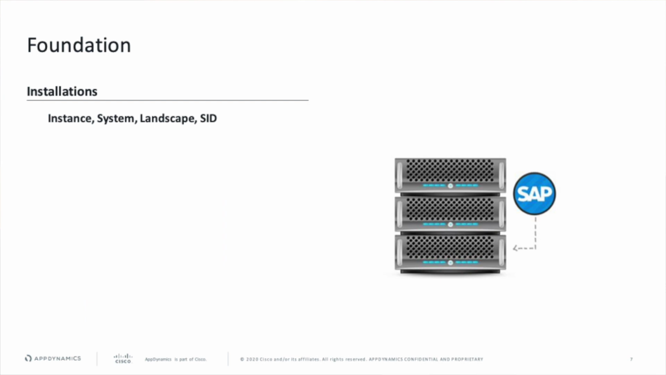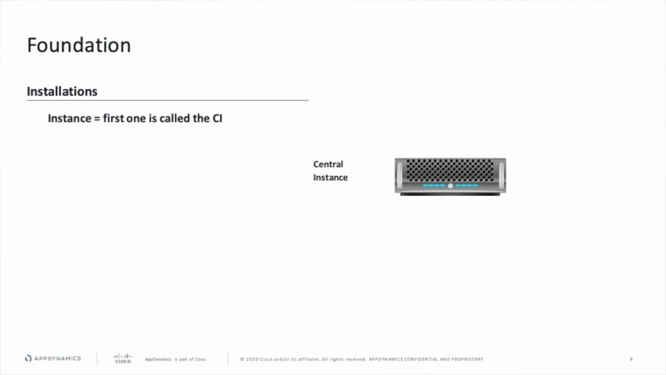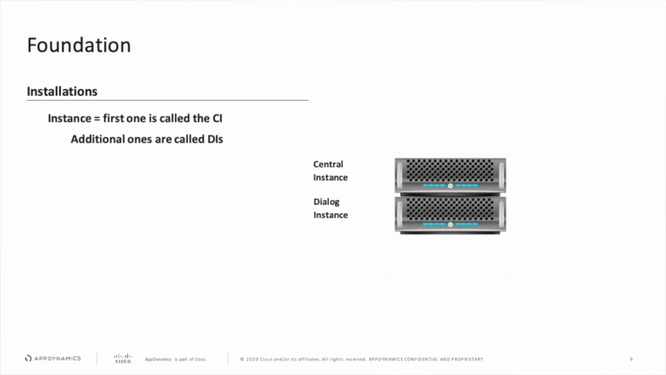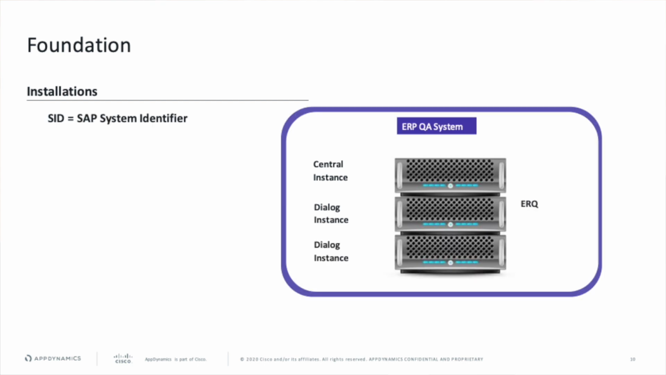This is where we get into the details. SAP servers are called instances, and the first install is known as the central instance or CI, and would control things like load balancing and connections. If extra capacity is needed, additional instances can be added and would be called dialog instances or DI. A system is made up of one or more SAP instances. Here you can see a central instance with two dialog instances, which make up an ERP QA system and would be referred to as simply ERQ.